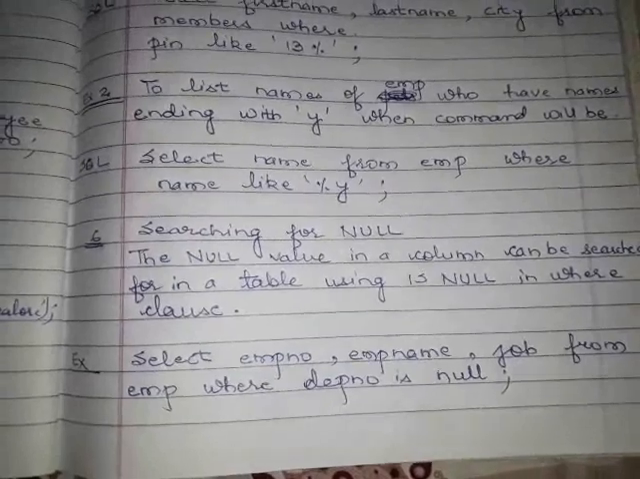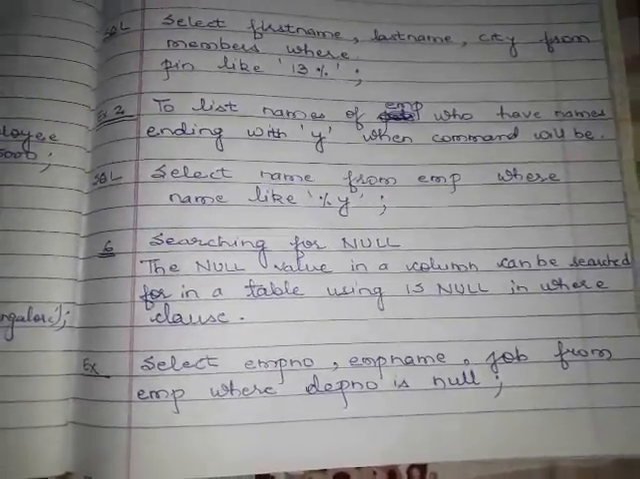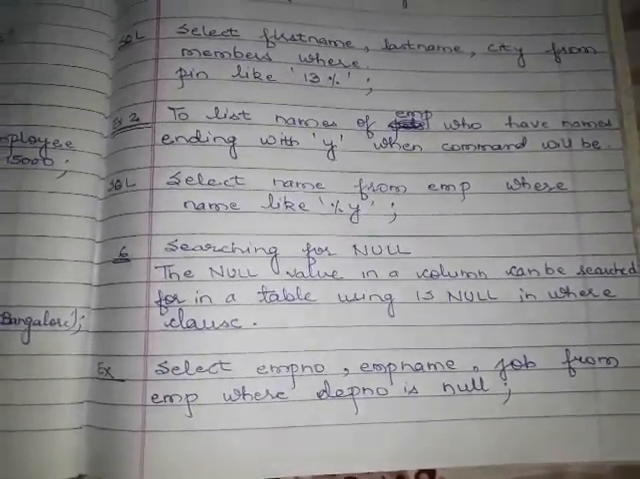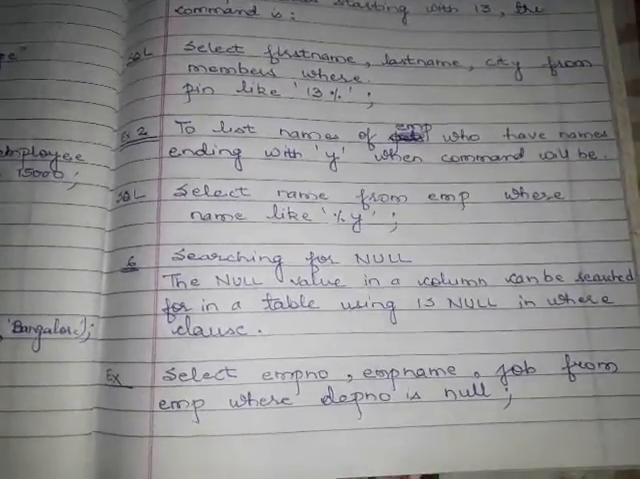Next time we will discuss how to apply different constraints, foreign key constraint, primary key constraint, all these constraints over our table. Next time we will create a table and apply constraints, and see how to use them.